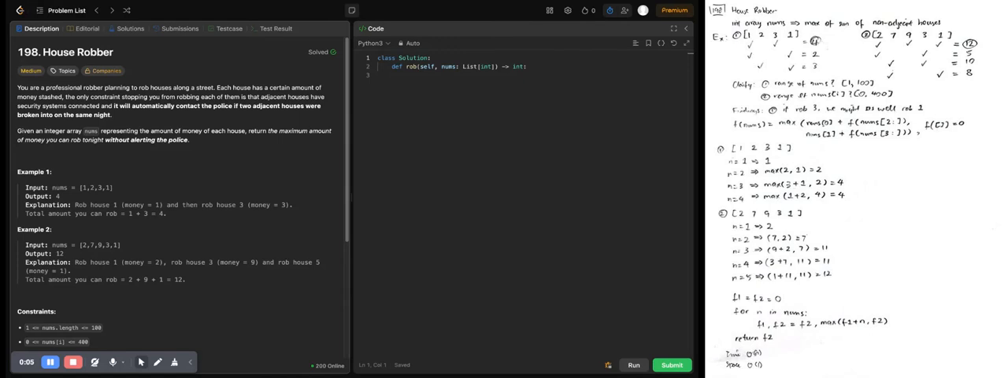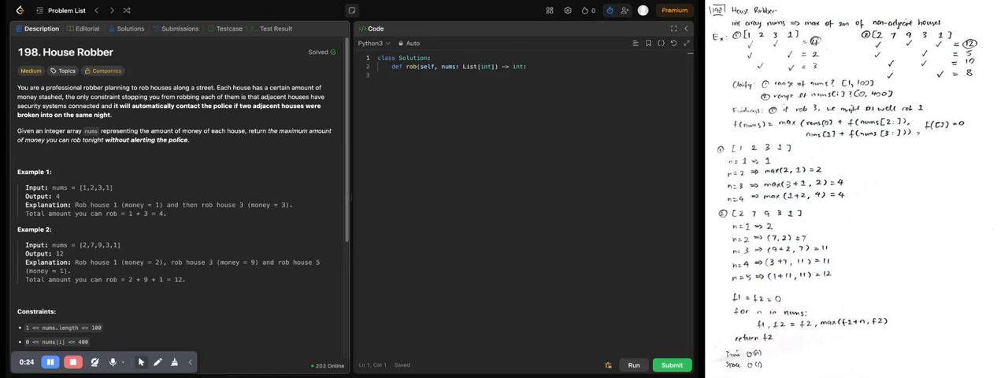Hello everyone. Now let's look at problem 198. This is House Robber. Alright, let's go through the problem description.